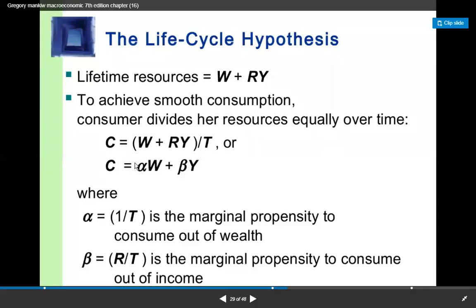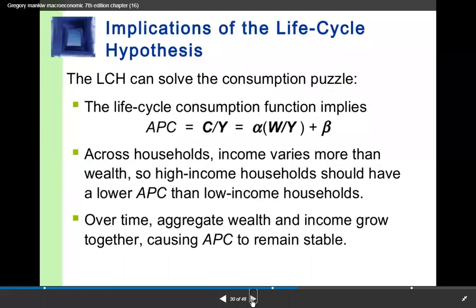So life cycle hypothesis concludes that consumer achieves smooth consumption by dividing her all resources by T, by total lifetime. So that is a simple theory of life cycle hypothesis that is very important.